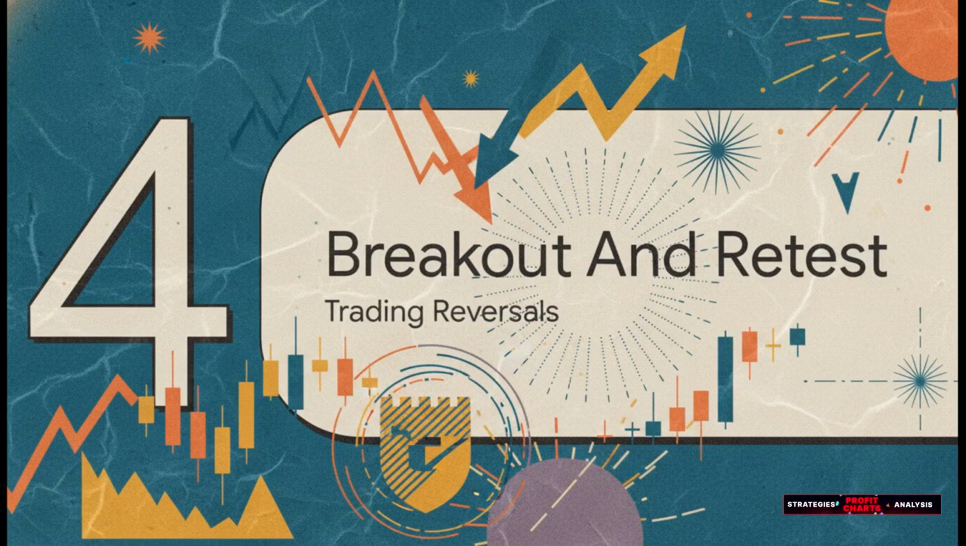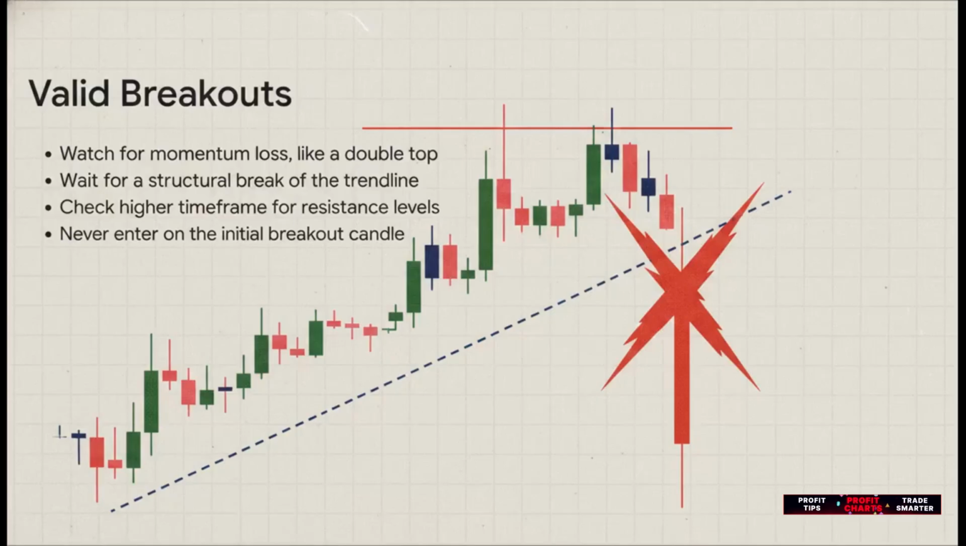Okay, Section 4, the breakout and retest. So what happens when a trend line genuinely breaks? To avoid false breakouts, you need to recognize the anatomy of a valid setup. The secret sauce here is momentum loss right before the break. If you're in a strong uptrend, you don't just want to see the line break. You want to see the market fail to make a new high first, like forming a double top. This kind of structural exhaustion, paired with the trendline break, is your double confirmation.